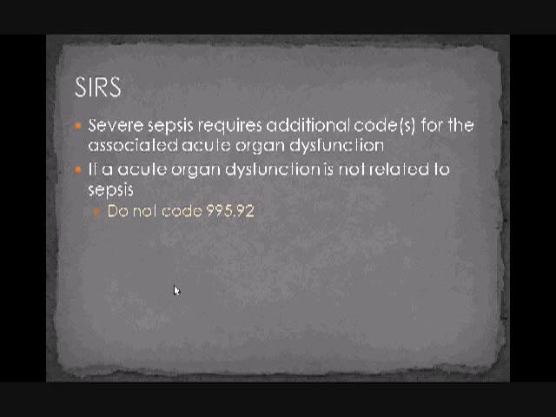So if somebody came to the hospital, the person is admitted, and the person had, let's say, a kidney fail, you don't automatically just go ahead and code sepsis just because the kidney failed. Organ dysfunction is a requirement for severe sepsis, but it's not the other way around. Just because the person has organ dysfunction doesn't mean you automatically code sepsis, which I think for the most part most people understand.